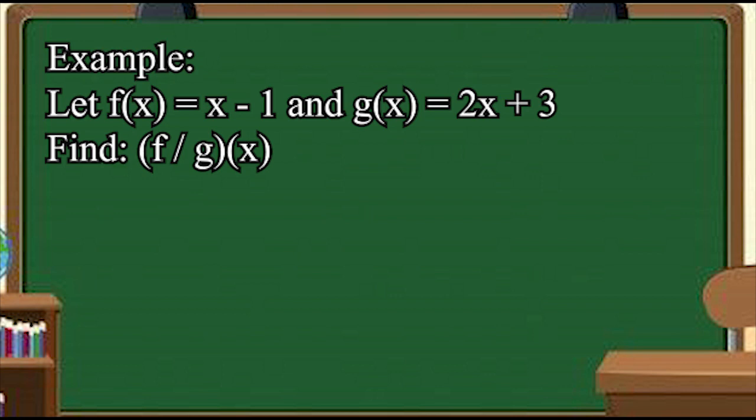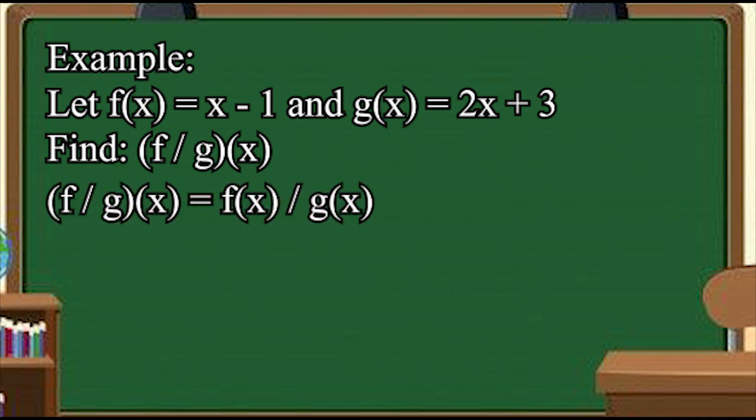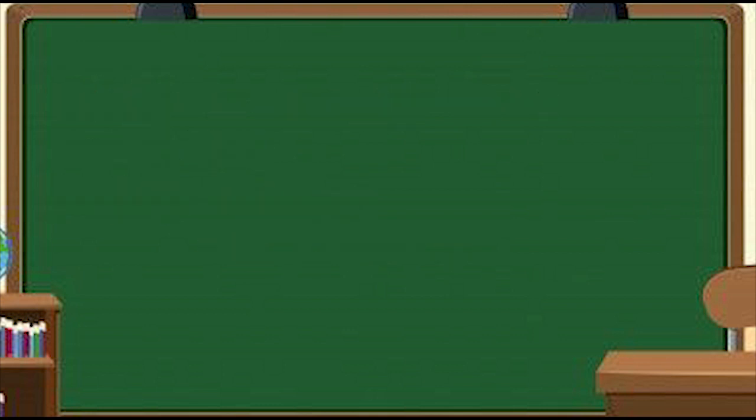As you can see in the example, the functions f of x equals x minus 1 and g of x equals 2x plus 3 have no common factors to simplify with. Thus, the function f over g of x is equal to x minus 1 over 2x plus 3. Did you get it? Let's try another example.